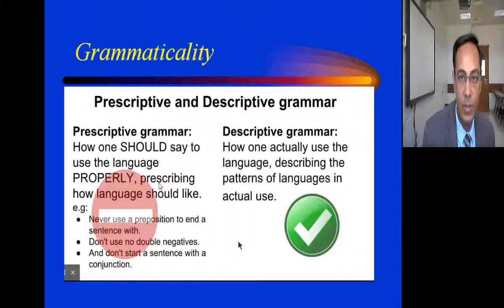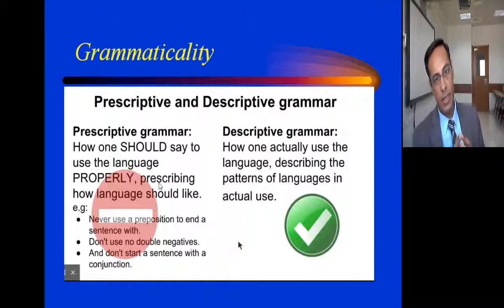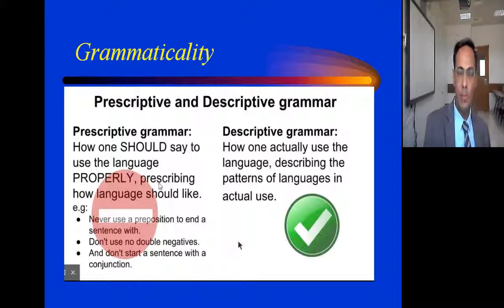But descriptive grammar describes how people actually use the language, the patterns of language in actual use. Never use a preposition to end a sentence. We say, "with whom did you go?" But people actually say, "who did you go with?" So this is the difference between these two sentences. We see the difference between prescriptive grammar and descriptive grammar.